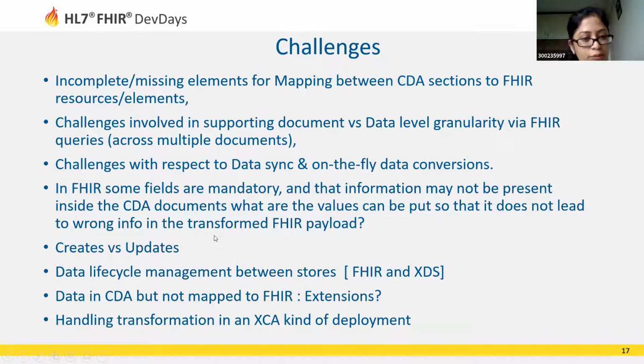As I mentioned, some of the fields were mandatory. In fact, there are a lot of gaps between the CDA attribute mappings with respect to FHIR. A classic example could be procedure request and specimen related information, which we are still not able to map into FHIR for some reasons. The other aspect would be with respect to creates and updates.